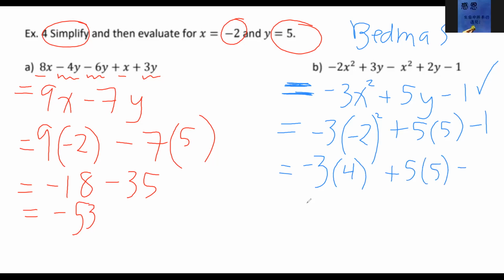Now with BEDMAS, you can do some steps in your head, right? I'm going to do negative 12 plus 25 minus 1. And does that give me, what did you guys say, 12? 13? Yep, looks like you guys were correct. Very nice. And I hope you used good form, okay? So your teacher doesn't have any excuse to take off any marks.